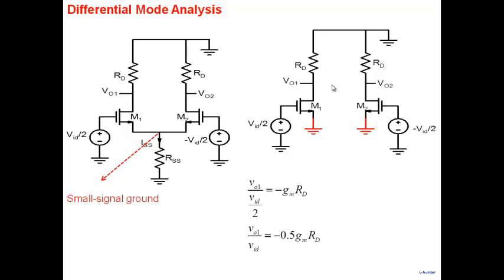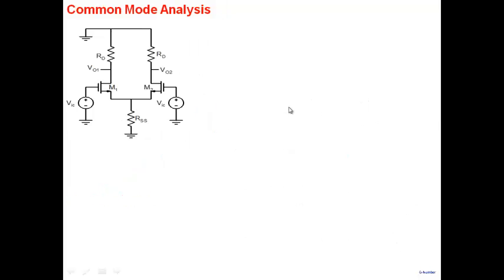So we simply write down the expressions here. V01 divided by VID by 2 is minus gmRD. Therefore the ratio of V01 and VID is minus 0.5 gmRD. And this is what we call the differential mode gain. So this is the value at this point. Similarly, we can write down the expression for V02, which is also 0.5 gmRD, except that the sign is positive. So the voltage that you get here is negative, minus 0.5 gmRD, and the voltage that you get here is positive, 0.5 gmRD. So the two voltages have the same magnitude, but they are 180 degrees out of phase. So that's differential mode.